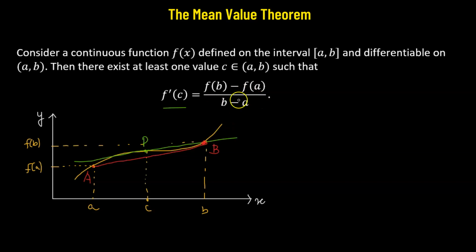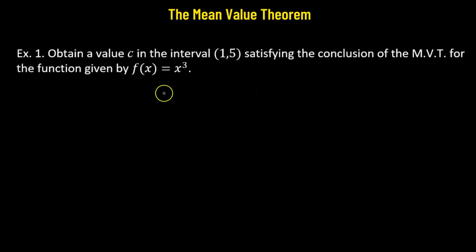So the best way to understand the mean value theorem is with the help of an example. So let's try a few numericals. So here we have to obtain a value of c in the interval [1, 5], which satisfies the conclusion of the mean value theorem for the function given by f of x equals x cubed. So we have a cubic function here. So let us begin. We are given that the function f of x equals x cubed. So the derivative of this particular function with respect to x will be 3x squared.